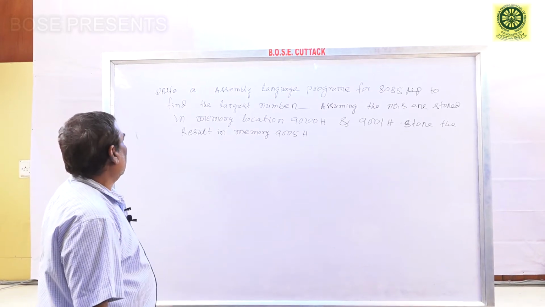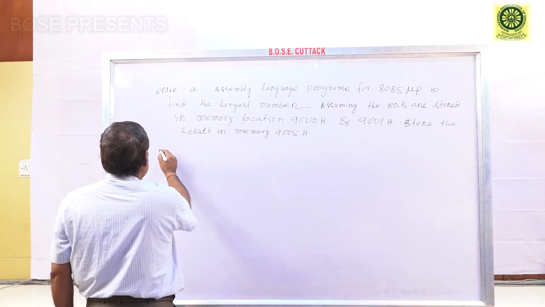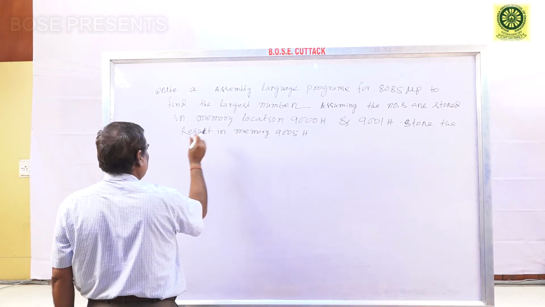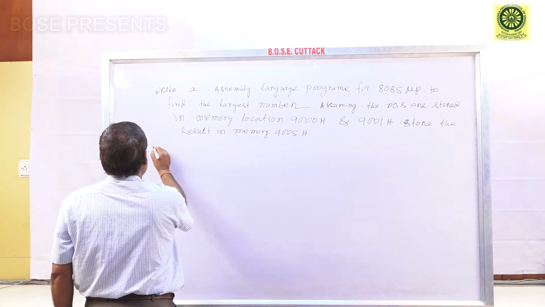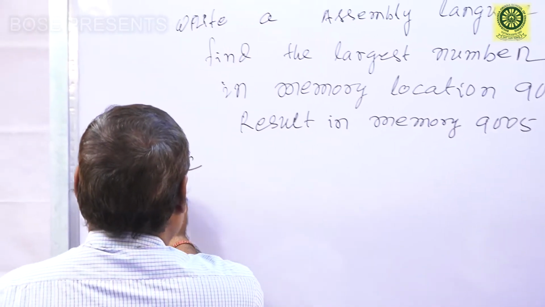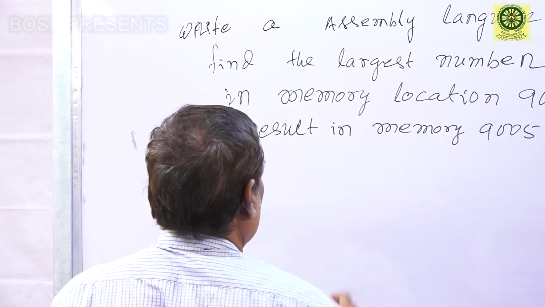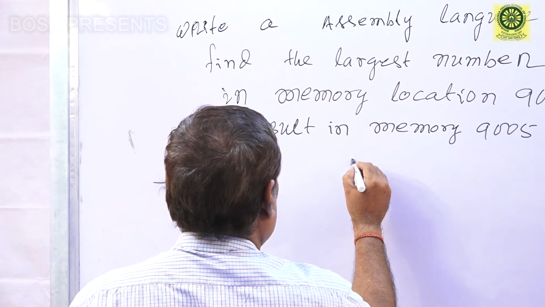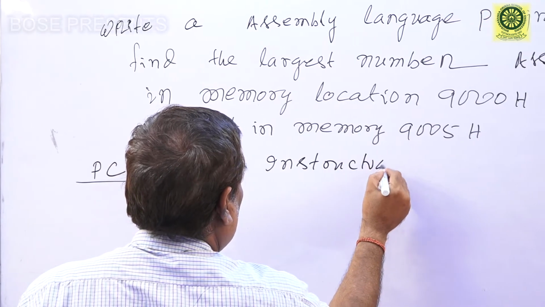Now here, how to write the program? First of all, the programs are written as a sequence of instructions, and those instructions are counted by the program counter. The program counter counts the address of the memory location, and the instructions are written in sequence.